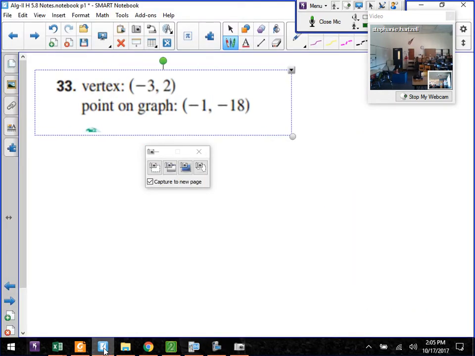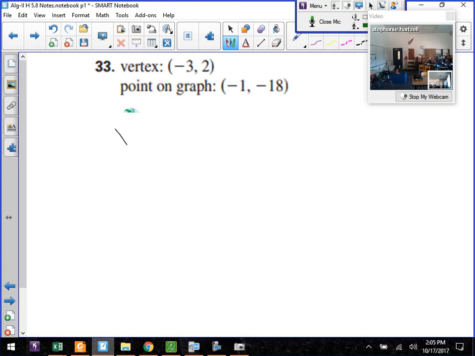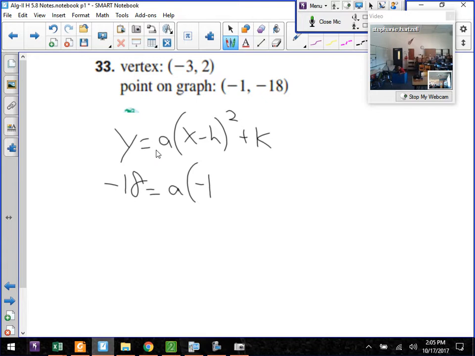I can walk through it. It's not a problem. Same deal. So y equals a times (x minus h) quantity squared plus k. So you get negative 18 is a times (negative 1 plus 3) quantity squared plus 2.